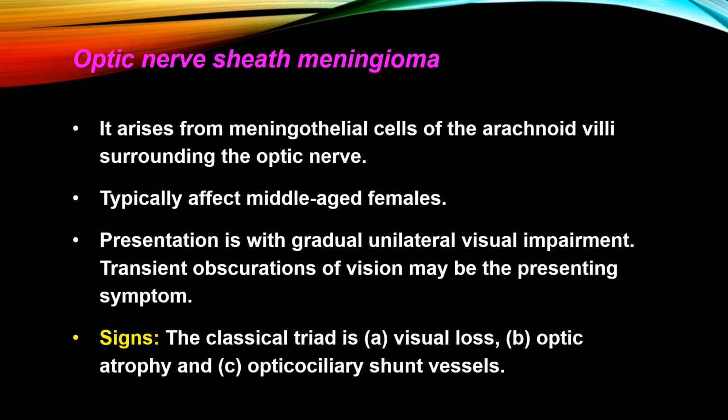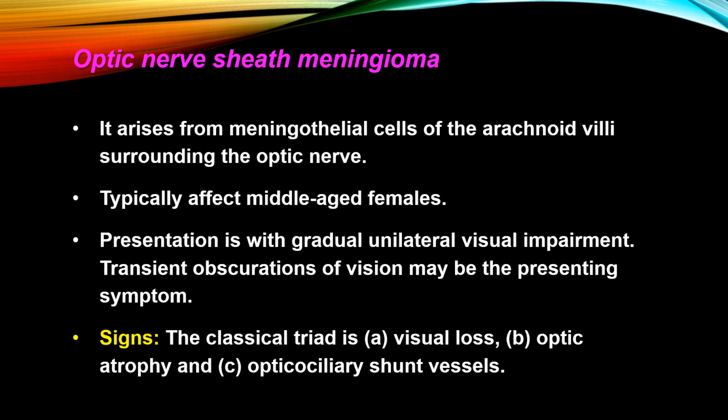Optic nerve sheath meningioma. It arises from meningothelial cells of the arachnoid villi surrounding the optic nerve. It typically affects middle-aged females. Clinical presentation is with gradual unilateral visual impairment. Transient obscurations of vision may be the presenting symptom.